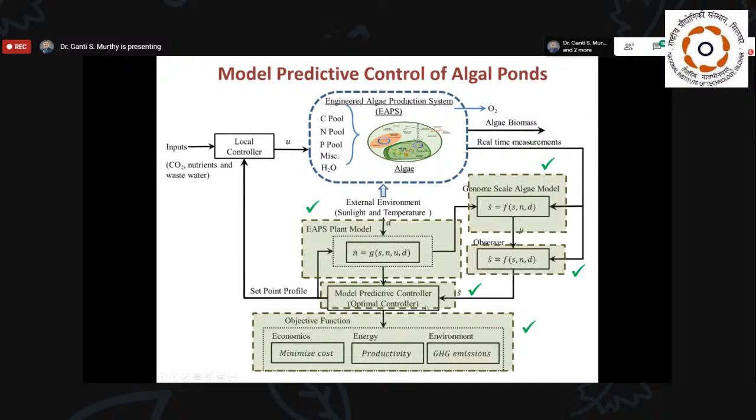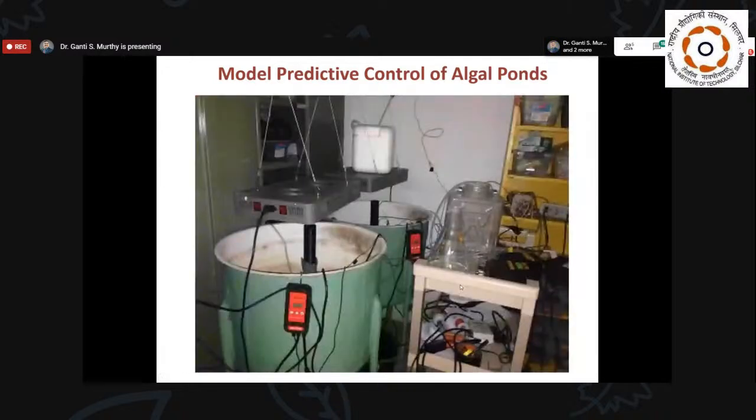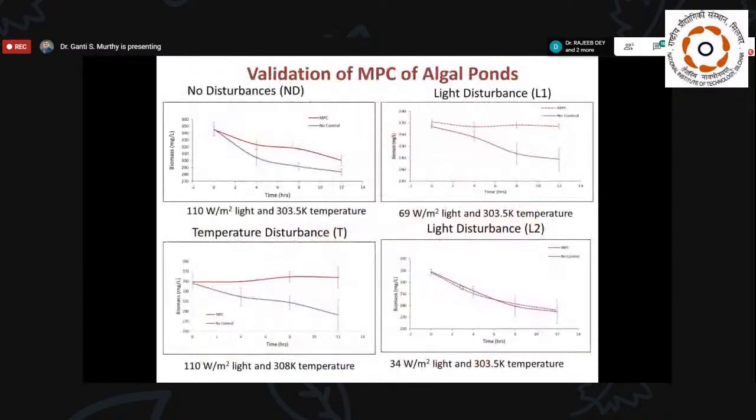So now we have developed the observer and the model predictive controller, which generates a set point profile. Then we implemented the system in algal ponds, and again, just like the earlier case, we tested no disturbances, light disturbance, temperature disturbance, different types of light disturbances, and both light and temperature disturbances, all those kinds of things.